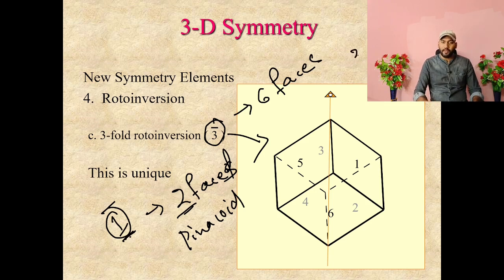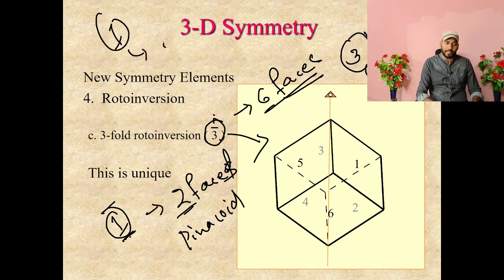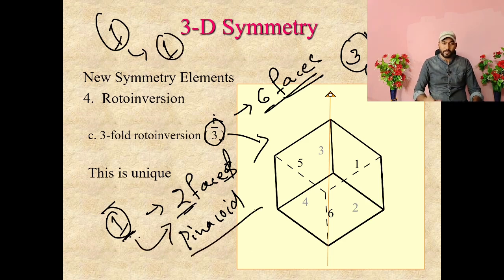If it is 3 alone, then we should have 3 faces because it is a rotation symmetry. But when we put 3 bar, we will get 6 faces. If it is 1 alone, we will get one face, that is the pedion or pedial class. But when it is 1 bar, we get 2 faces. It becomes pinacoid.